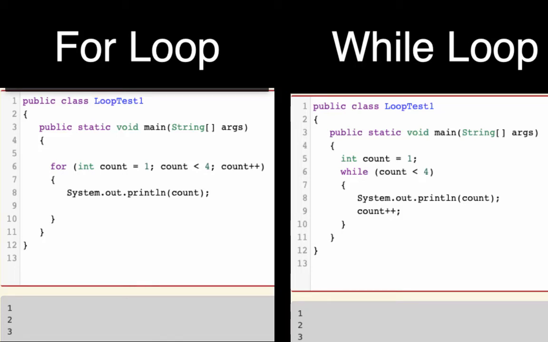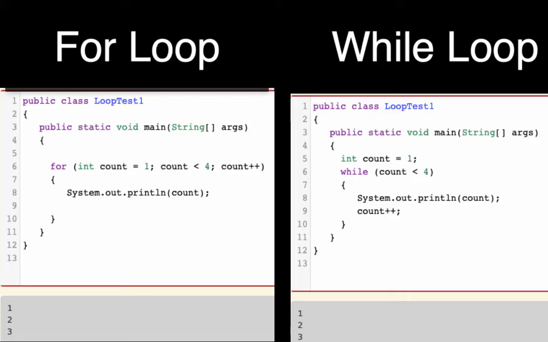Okay, it might be counterintuitive, but the code on the left and the code on the right are both going to print the numbers 1, 2, 3. And I'm going to step through this code to show what it does, to show you that any for loop can be rewritten as a while loop and a while loop can be rewritten as a for loop.